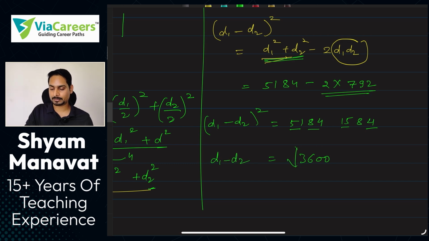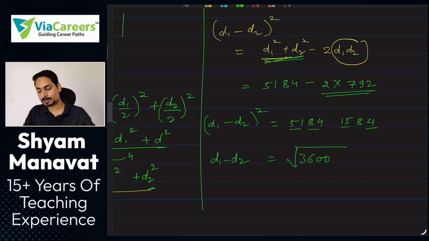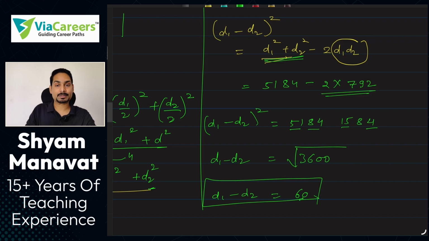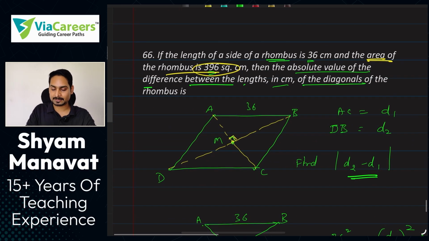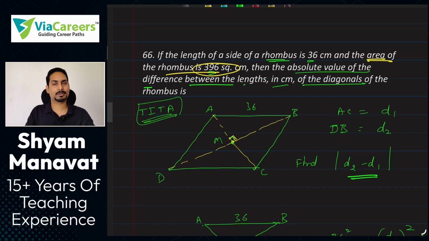If you try removing the whole square, you will get the square root on the other side. So from here you will get how much? 60. So D1 minus D2 is equal to 60. That's what we need to find out. We don't have this in the options; this is a type-in-the-answer type of question, where you don't have options. So what will you type there?